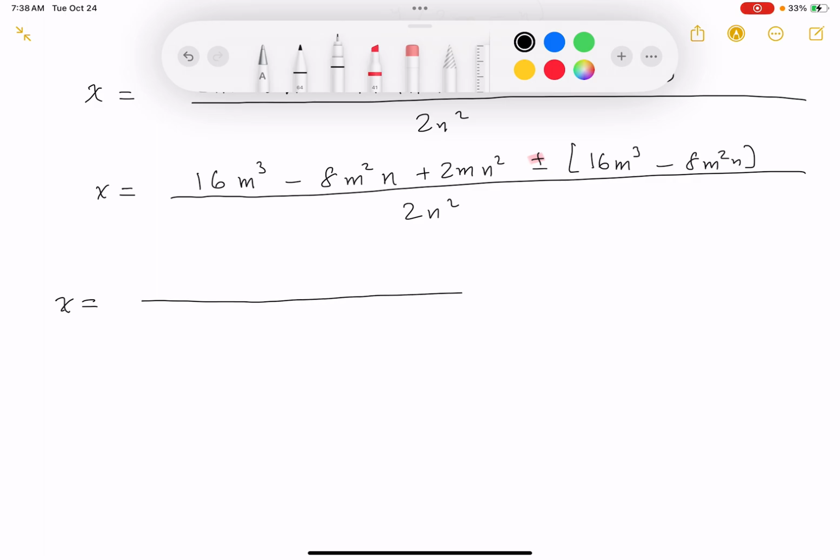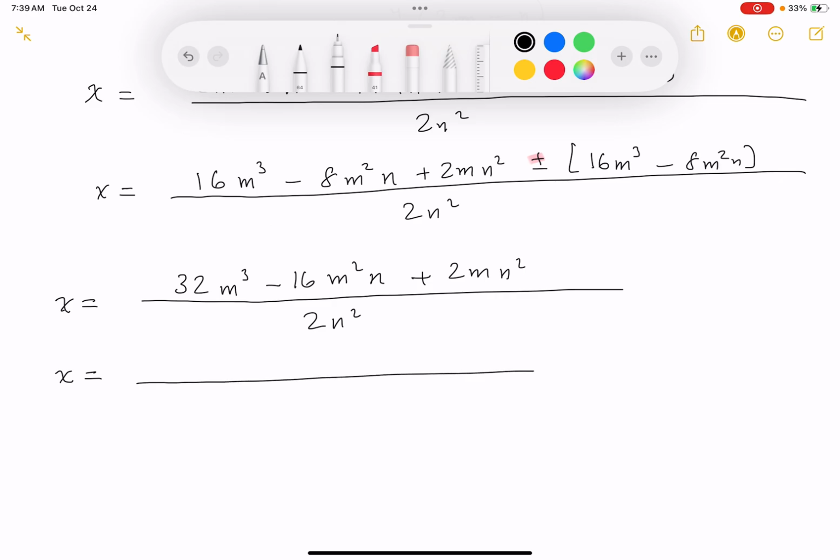All right, let's do that first. What do you get? Well, 16 and 16 is 32. You get 32m cubed. And then if I do the addition, I would get minus 16m squared n, and I get plus 2mn squared over 2n squared. All right? I'm going to do subtraction next. I'm not done with this, by the way. It looks pretty easy to do. You know what? Maybe I should finish that off. I'll divide by 2. This will be n squared, 16.